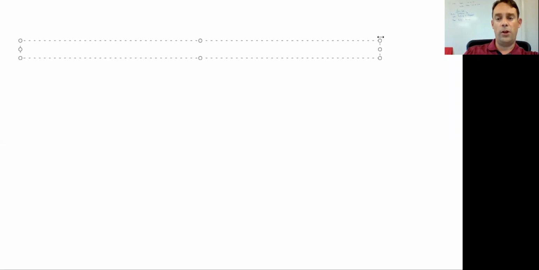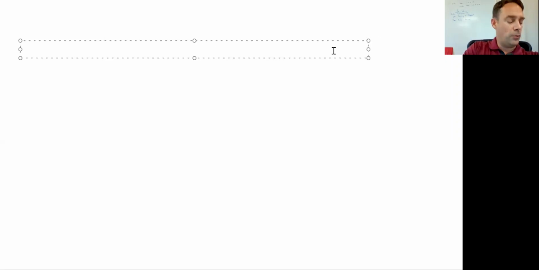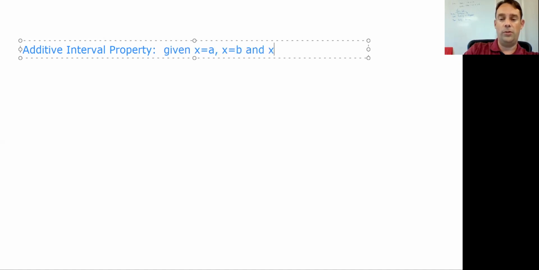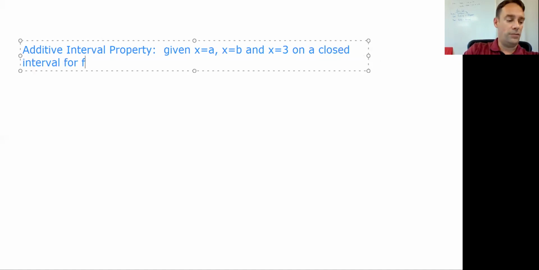Okay, let's try a couple other little things that kind of come up here. We're just looking at some random little principles that we can use with these ideas of definite integral and area. The next one is called the additive interval property. So given 3 values, x equals a, x equals b, and x equals c, on a closed interval for f of x.